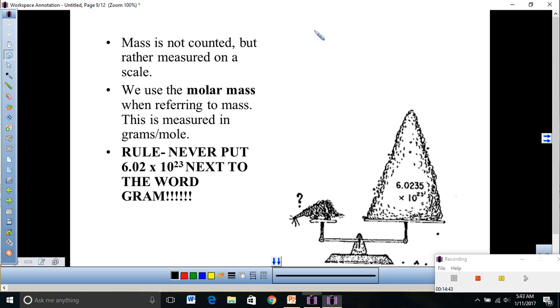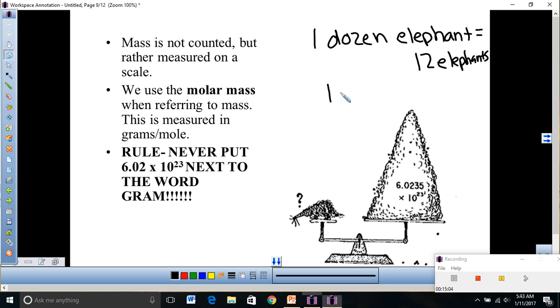Next, we're going to talk about if we had a dozen, we'll just say elephants. That's what I used in class because it's my favorite. You would have 12 elephants. That's a lot of elephants. But if I had a dozen elephants, it wouldn't weigh 12 grams. So a dozen means you have 12 quantity. It doesn't mean they weigh that.